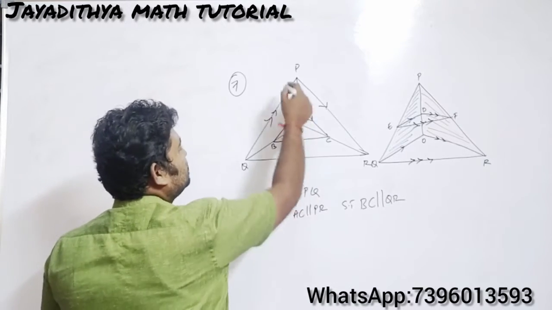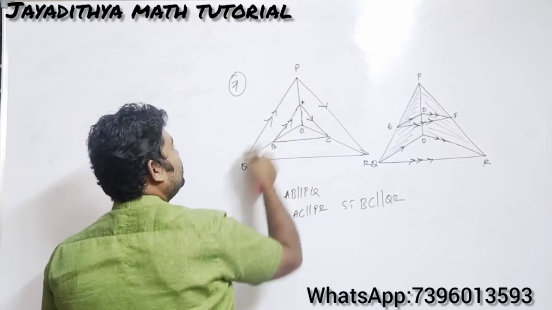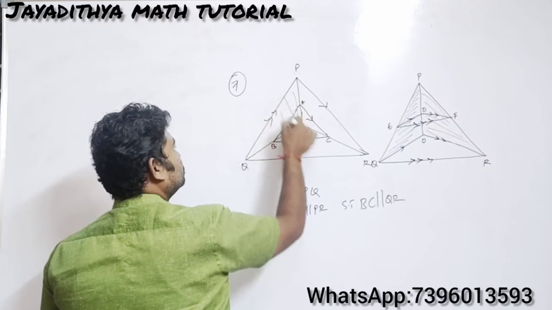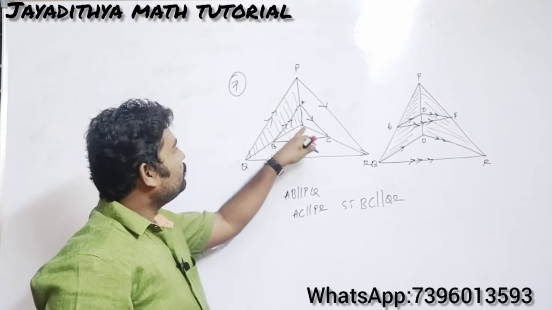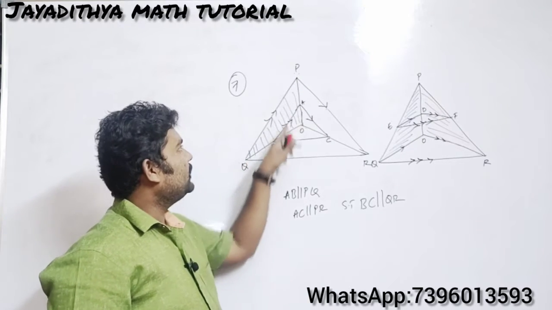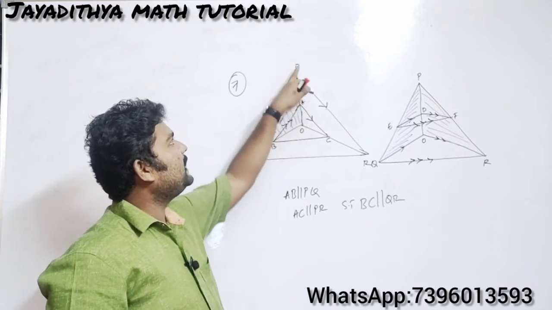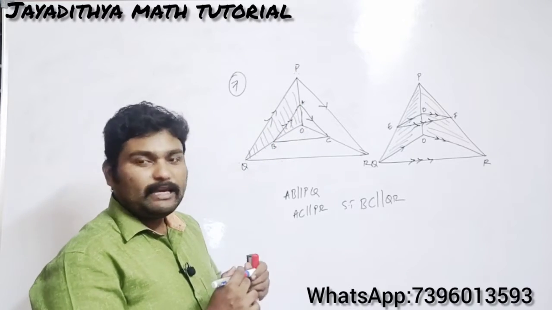Right. So see here, first of all you take the triangle as OPQ. You take this part. In OPQ, AB is parallel to PQ here. So you can write it as OA by AP is equal to OB by BQ. Right? So that is equation 1.